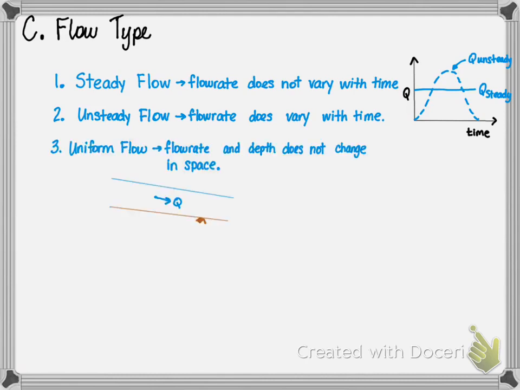Uniform flow is when the flow rate and depth of flow do not change spatially. Uniform flow is steady, and also the slope of the bed, water surface, and friction slope are all parallel. In addition, the cross-sectional area will not change in space.